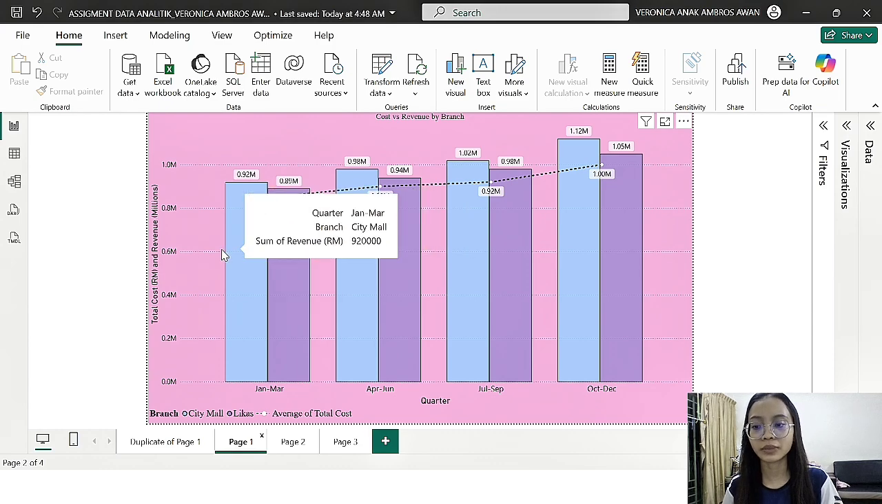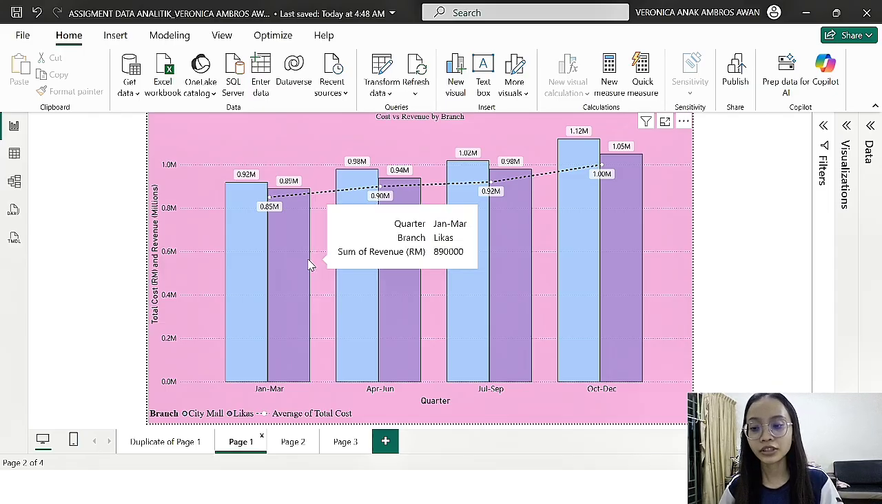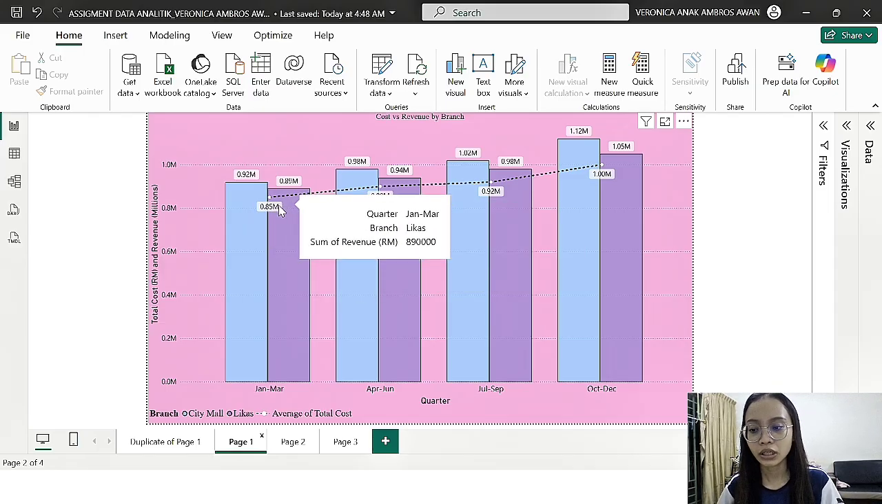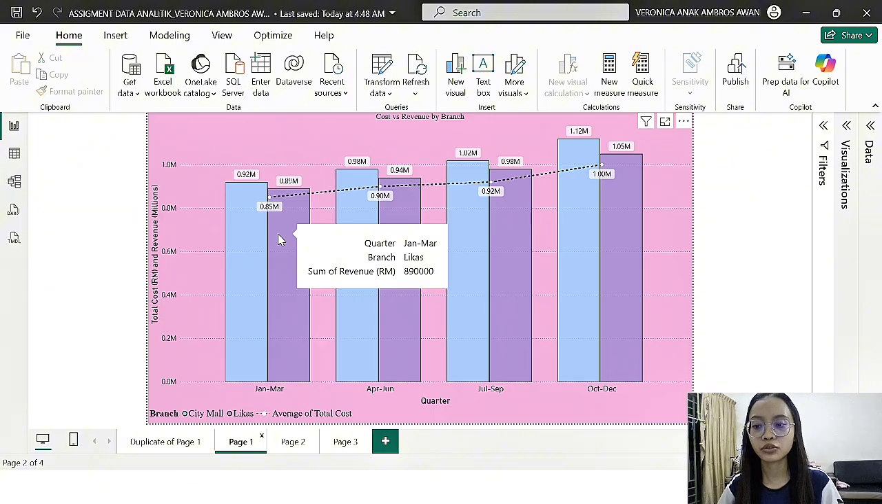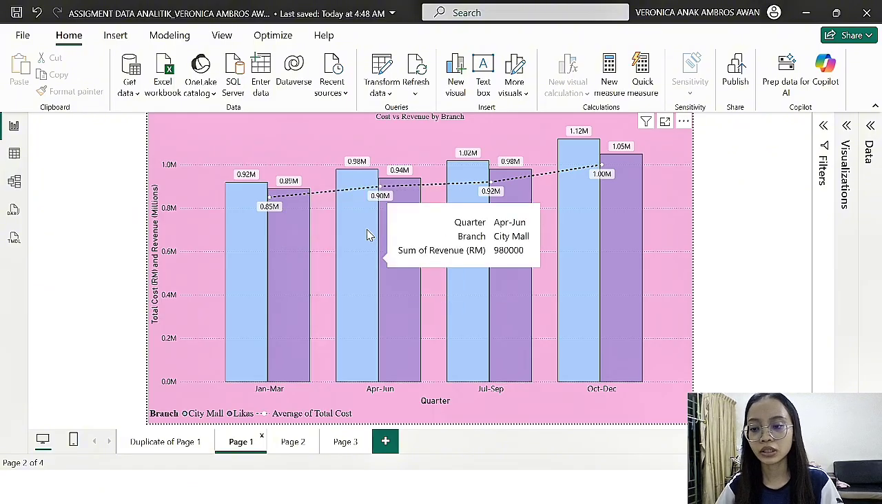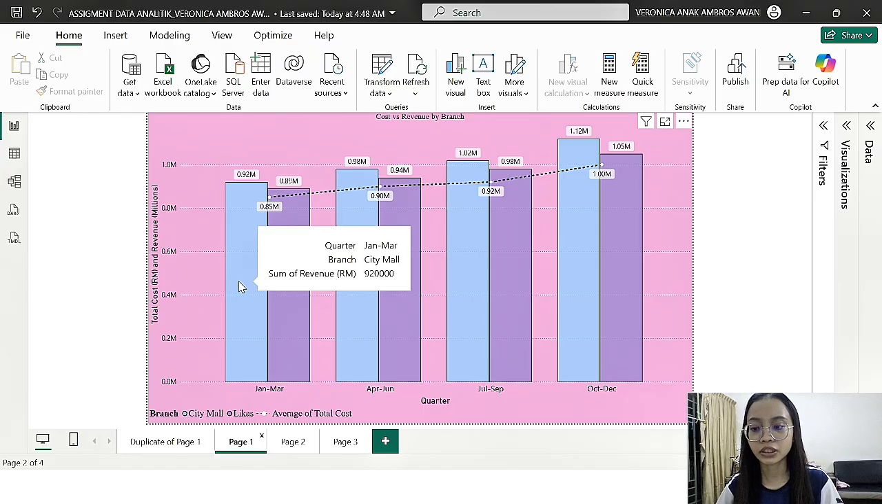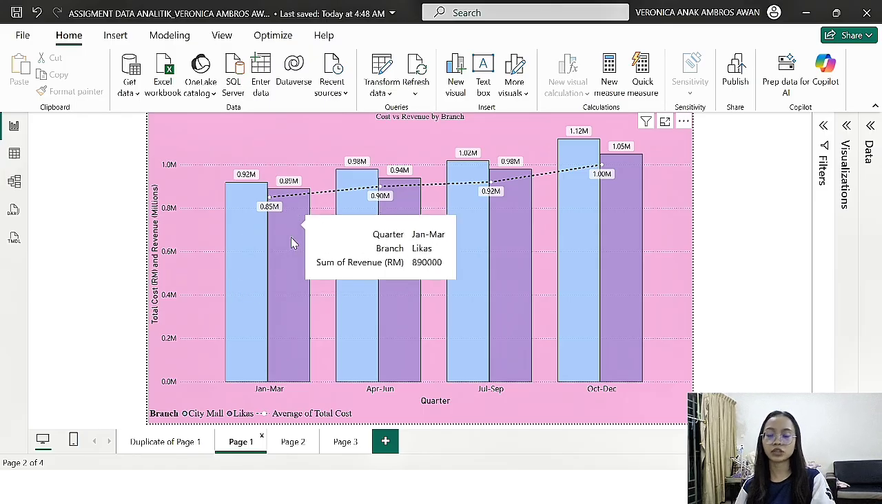At City Mall, the margin is quite small because the costs are very high, and at Likas, the costs are lower, but the revenue is also much lower compared to City Mall. So this means that even though the costs are equal, City Mall is able to bring more sales, while Likas struggles to generate enough revenue. So City Mall is stronger in revenue generation, but both brands have the same cost level.